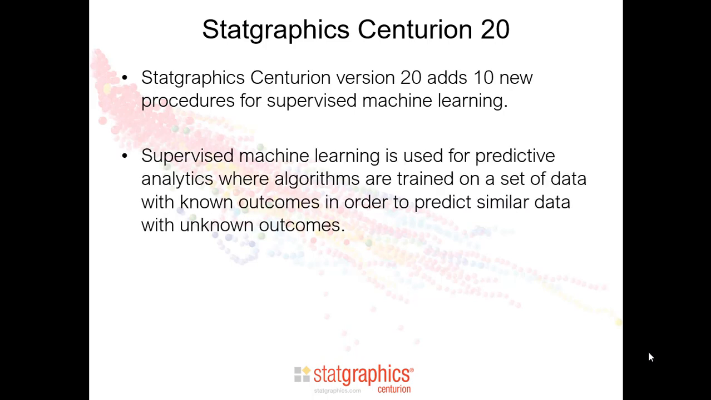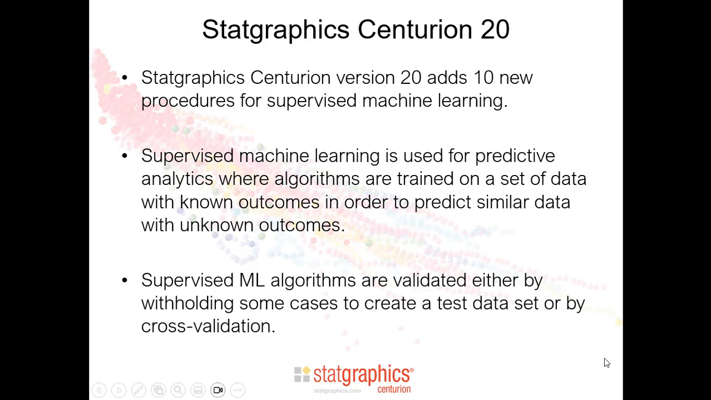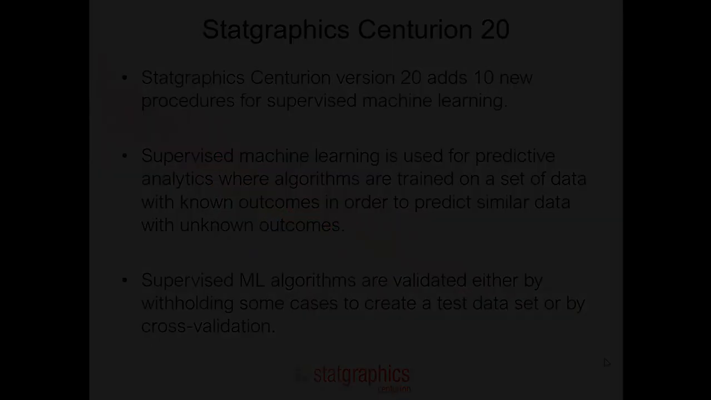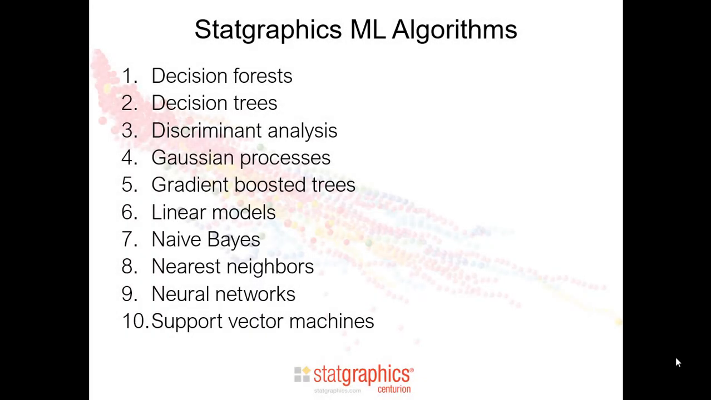Supervised machine learning is used for predictive analytics, where algorithms are trained on a set of data with known outcomes in order to predict similar data with unknown outcomes. Supervised machine learning algorithms are validated either by withholding some cases to create a test dataset or by cross-validation. The 10 machine learning algorithms added to version 20 are shown here.